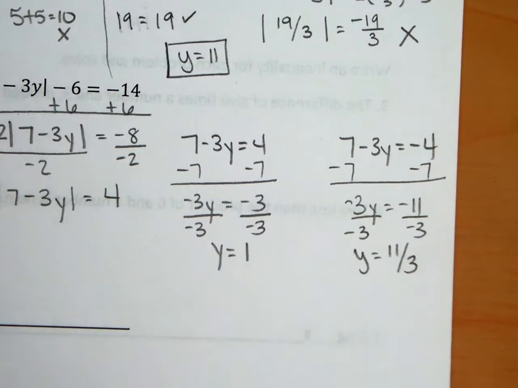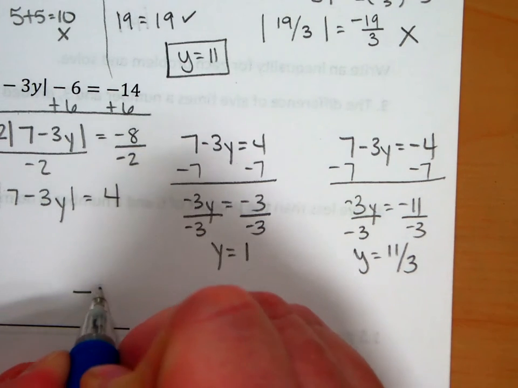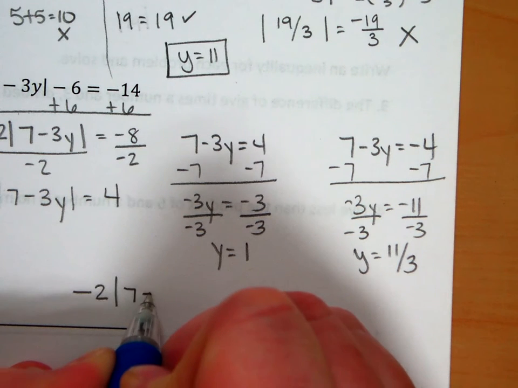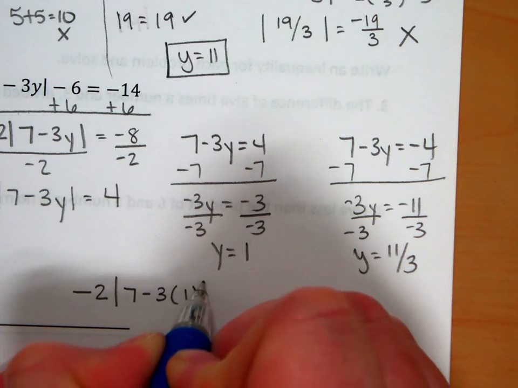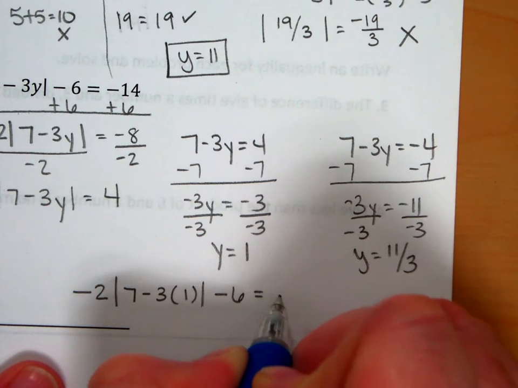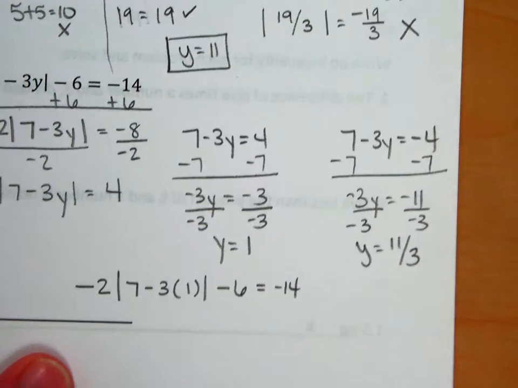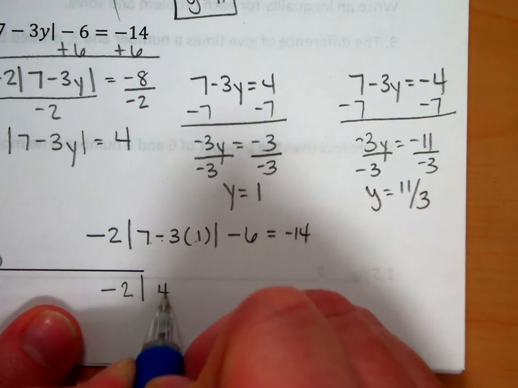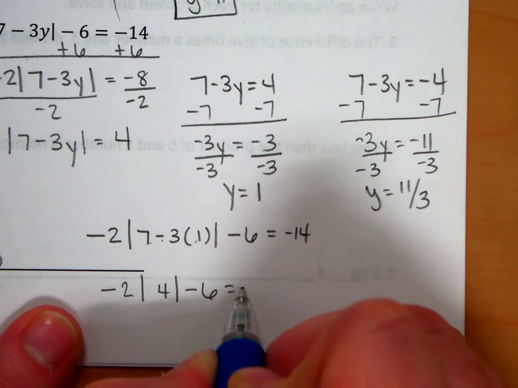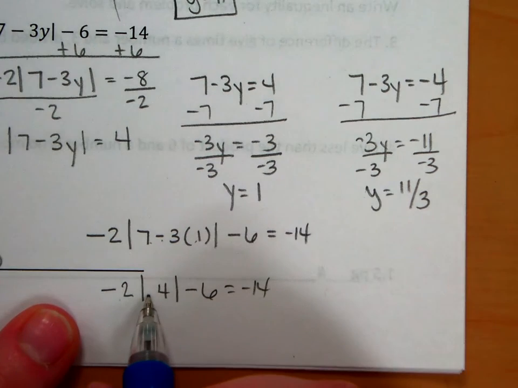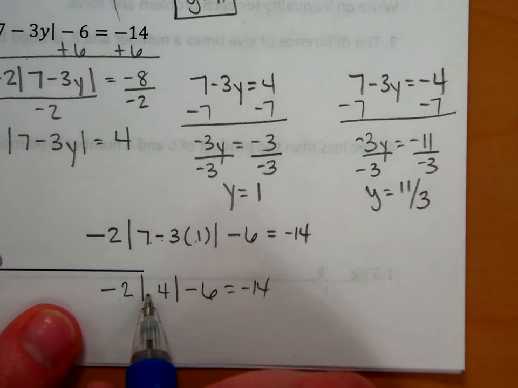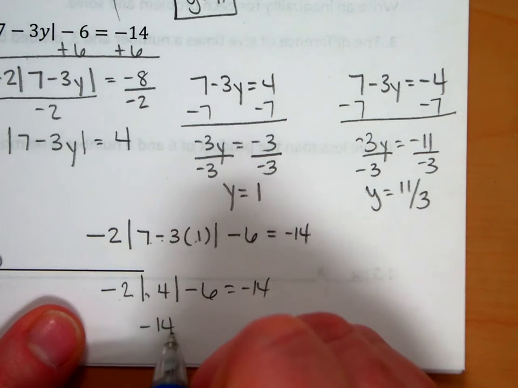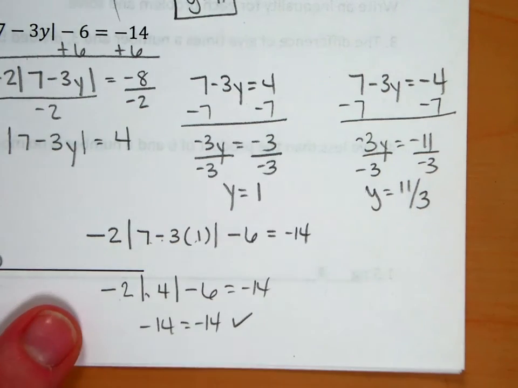What I'm going to do next is plug them into the original equation. So I have negative 2 absolute value of 7 minus 3 times 1, absolute value, minus 6 must equal negative 14. So, negative 2, the absolute value, 7 minus 3 is 4. Minus 6 must equal negative 14. Negative 2 times the absolute value of 4 is negative 2 times 4, which is negative 8 minus 6, so negative 14 equals negative 14. That one works great, so that's one of my solutions.